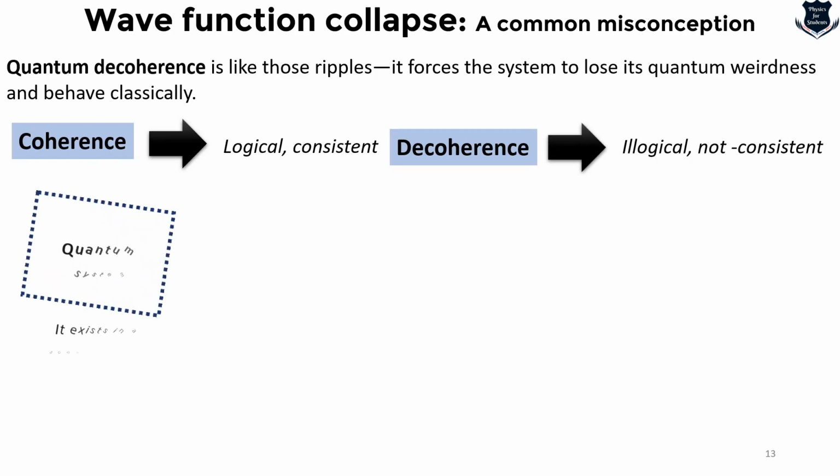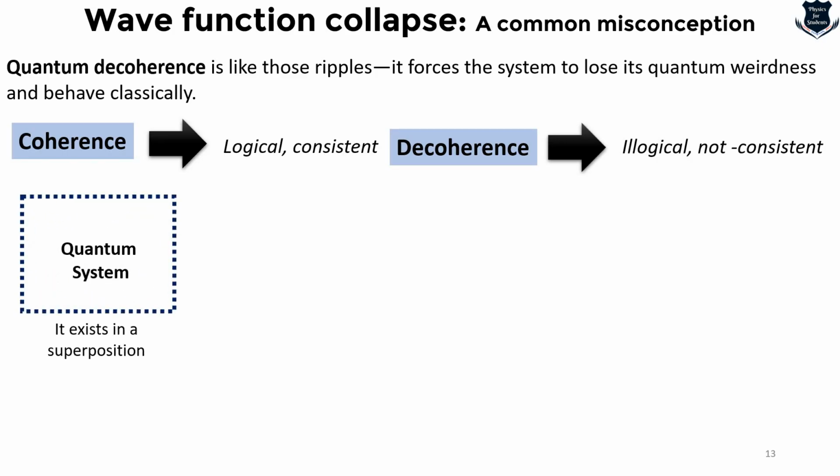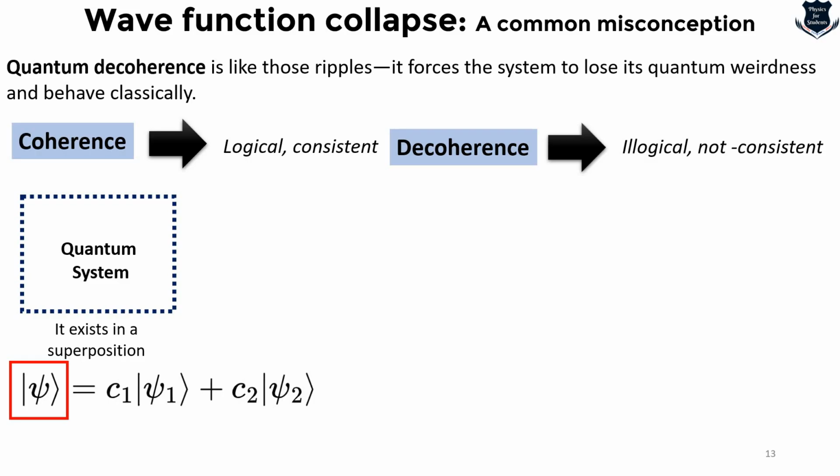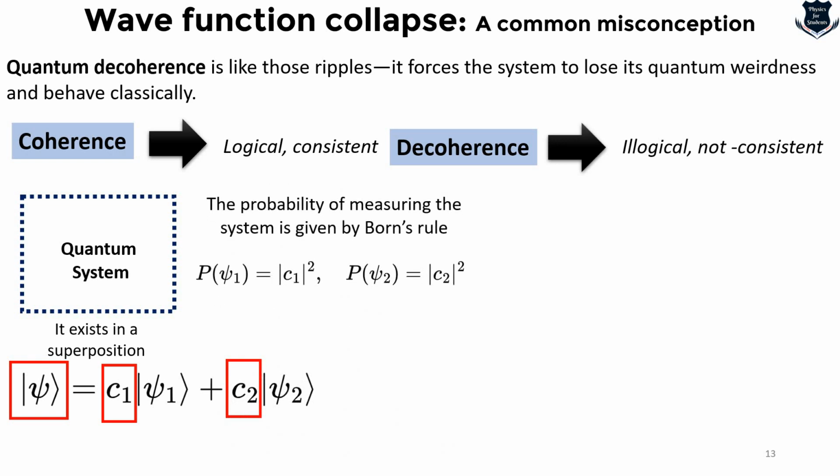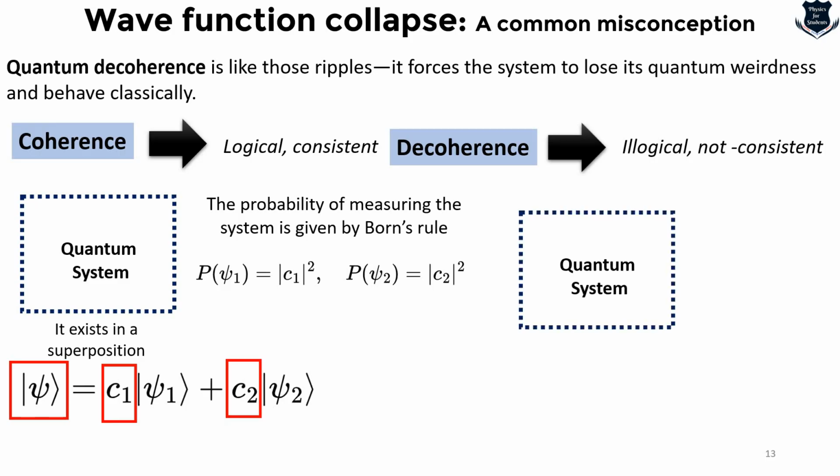Now, a quantum system exists in a superposition of states, which is mathematically denoted like this. Here you can see psi is the quantum state, psi1 and psi2 are possible states, and C1 and C2 are probability amplitudes, which are basically complex numbers. We are not going into that. Now, the probability of measuring is actually guided by Born's rule. You can go to my other videos on the mathematics of quantum mechanics, where I have stated how squaring this gives the probability.